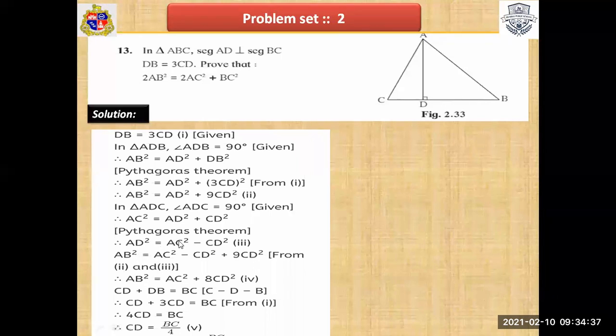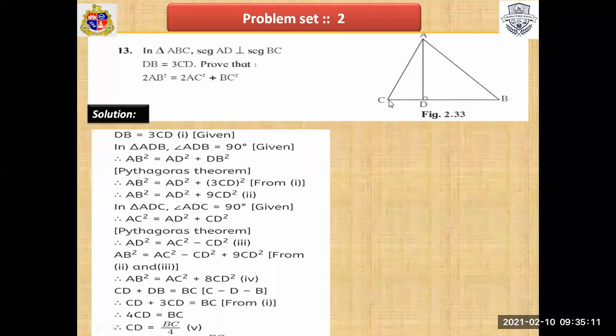Now this gives equation number 3. From equations 2 and 3, see here: AB square is equal to AD square plus 9 CD square. We have the value of AD square as AC square minus CD square. Substitute this value in equation number 2. Replace AD square by AC square minus CD square. So AB square is equal to AC square plus 9 CD square minus CD square. That means 9 minus 1, which is 8 CD square. This gives equation number 4.